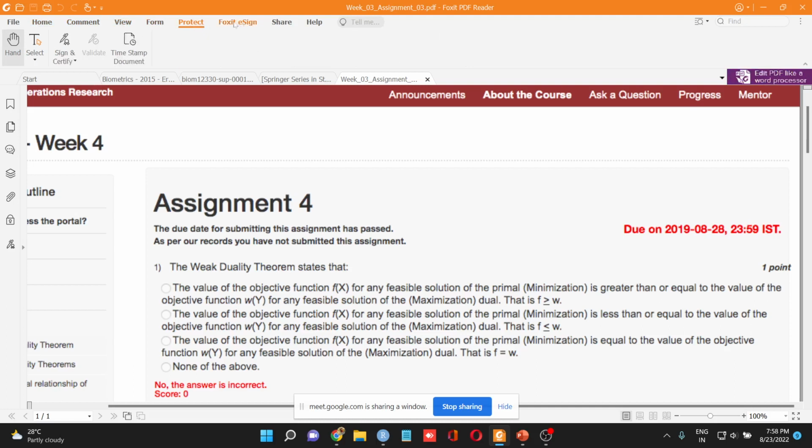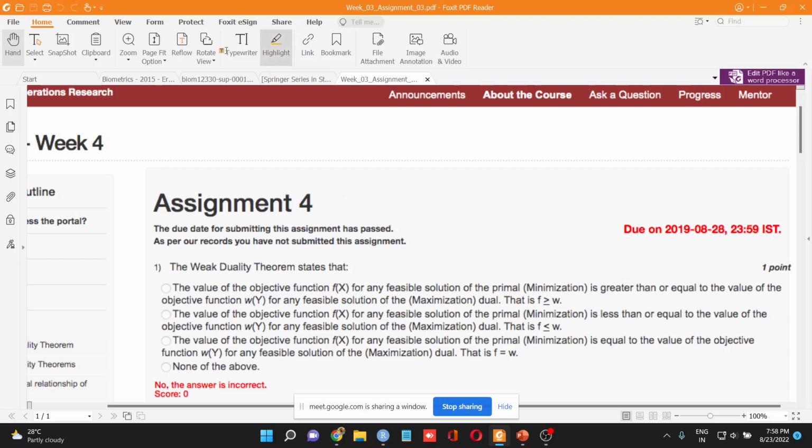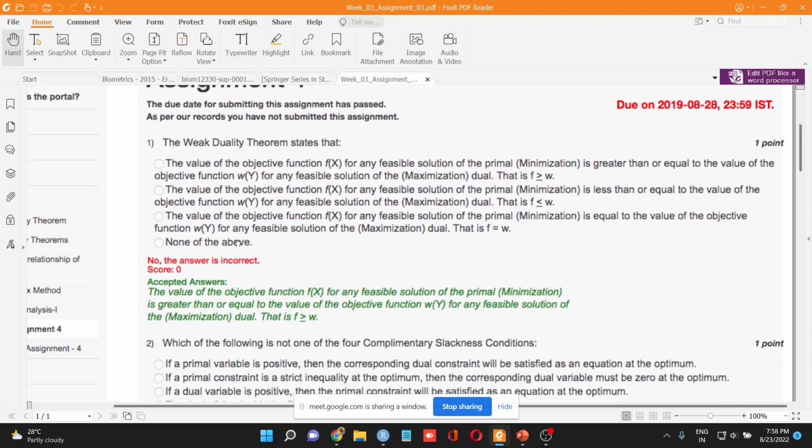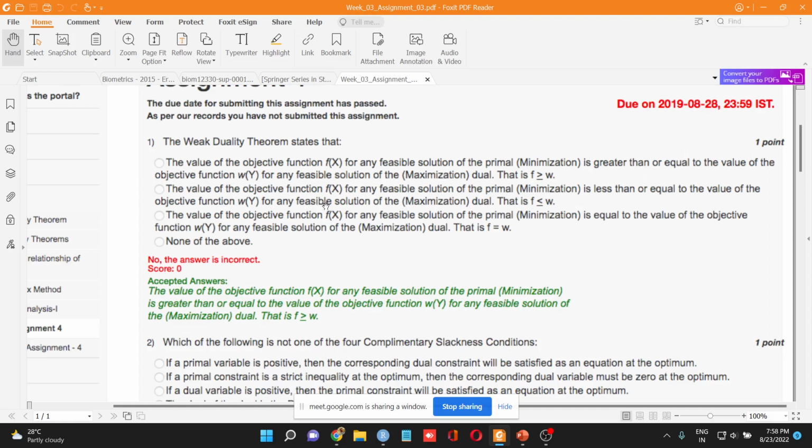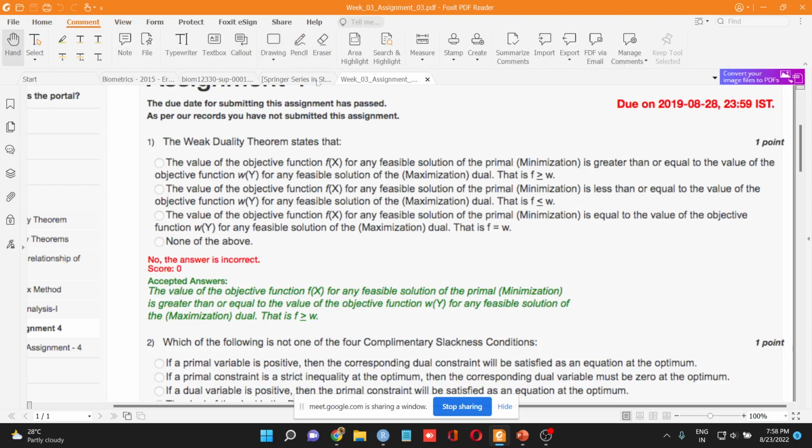First option. Okay. Second option: F is representing the primal case and W is representing the dual case. We are saying that in the weak duality theorem, the minimization primal has a larger objective function value than the maximization dual. Okay? Who said second? Further.